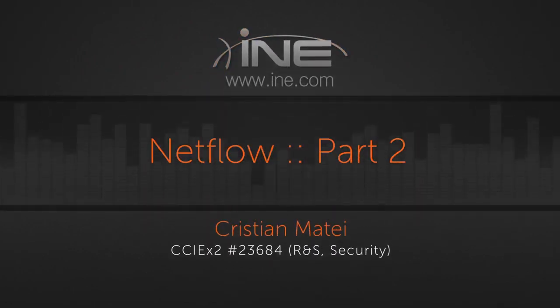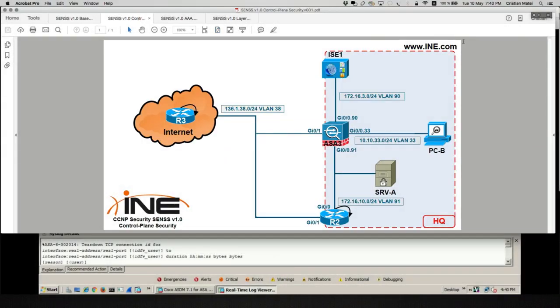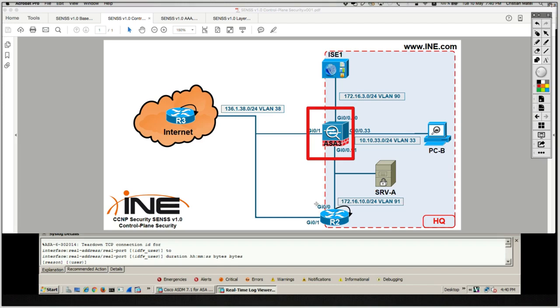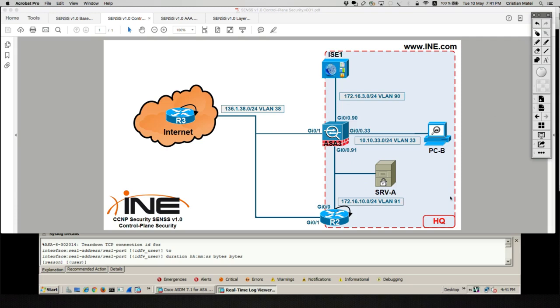So now what we're going to do is likewise, we're going to make ASH3 and router 2 get flow statistics and export those in version 9 over to server A. So server A is going to be our flow collector. So let's start doing this on the IOS on router 2.